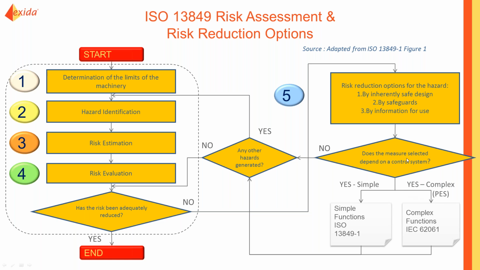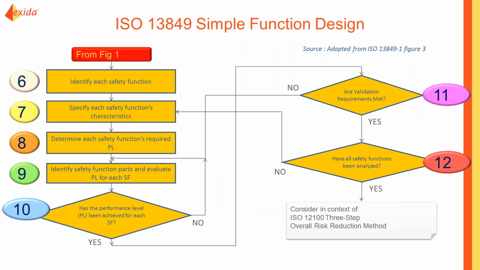And then we can kind of see here that if it's a simple function, we might use 13849. If it's a complex function using a programmable electronic system, we would probably want to look at 62061 as the guidance for that. And then these will be for future webinars, but basically then we've got our conceptual design and realization phase, and then we're going to install and operate it, similar to 62061.